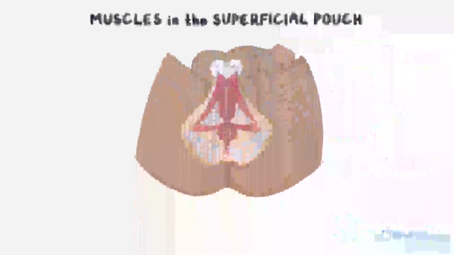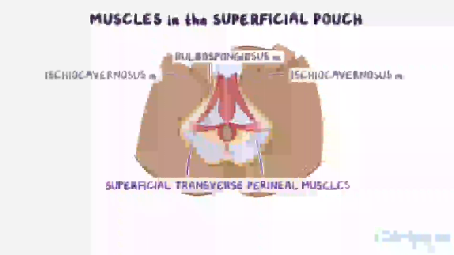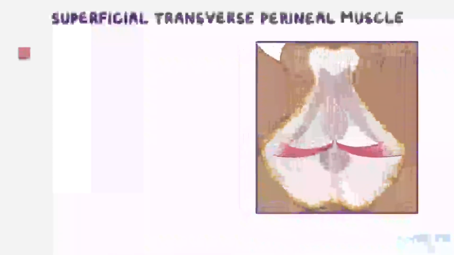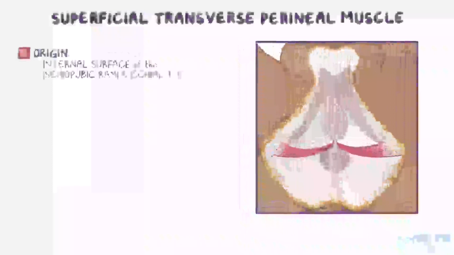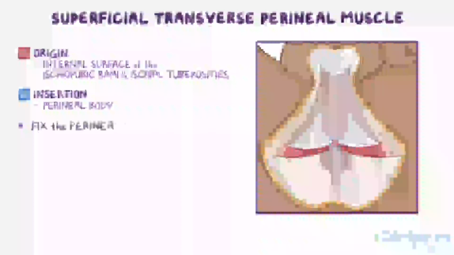Okay, now let's talk about the muscles that lie in the superficial pouch of the male urogenital triangle. These are the superficial transverse perineal, the bulbospongiosus, and the ischiocavernosus muscle. Let's start with the superficial transverse perineal muscles. The muscles originate from the internal surfaces of ischiopubic rami and ischial tuberosities and insert into a fibromuscular mass that lies in the middle of the perineum, called the perineal body. These muscles support and fix the perineal body, which in turn supports the pelvic viscera.